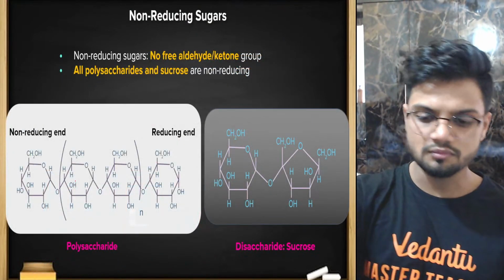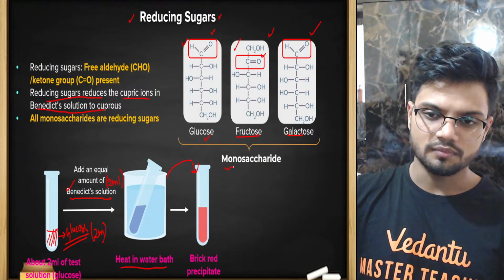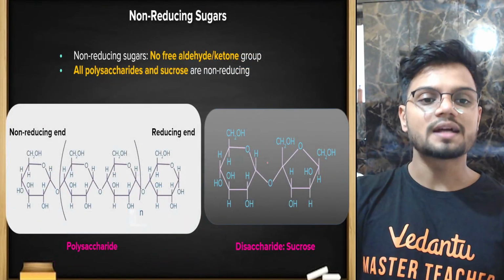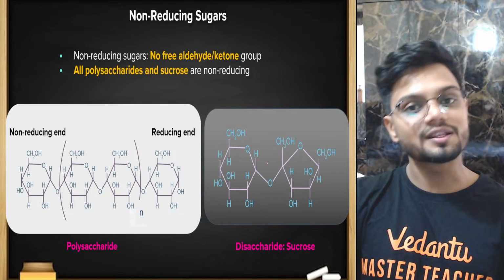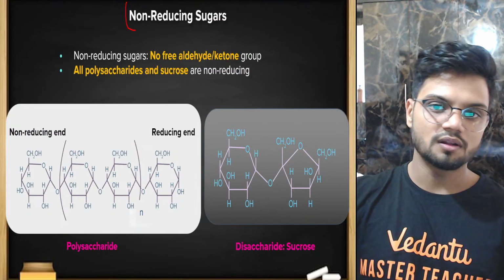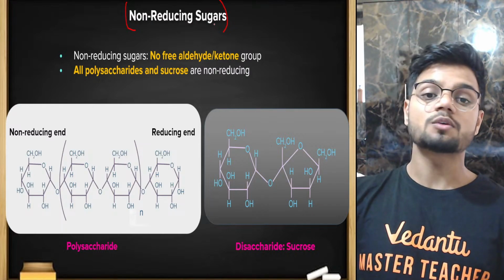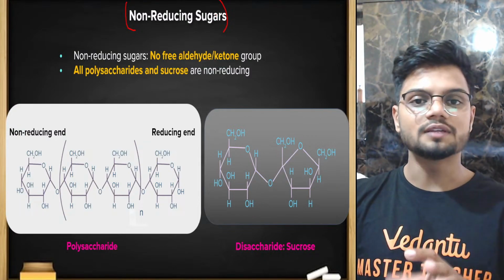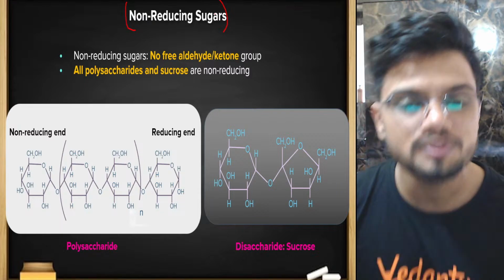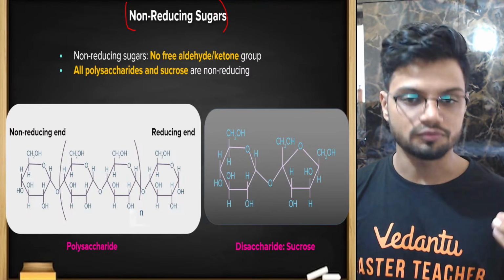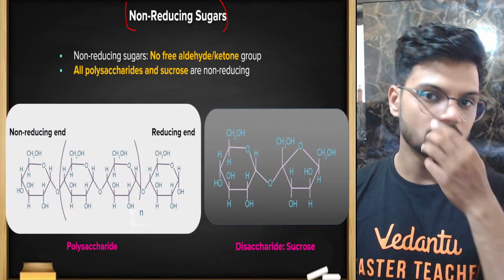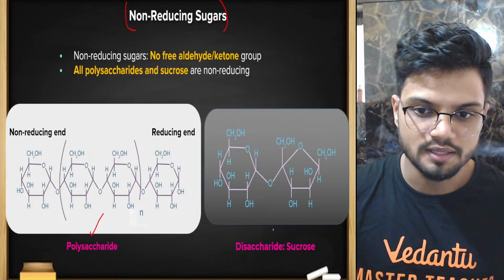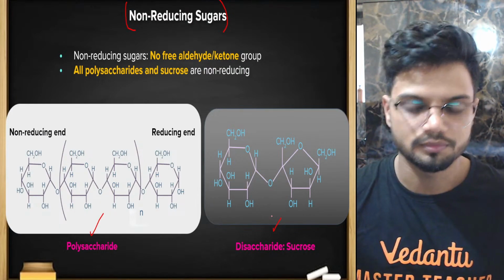Now, these all three are monosaccharides, right? Now, what about disaccharides, students? The disaccharides as well as your polysaccharides are non-reducing sugars. Now, you might ask me, sir, why are they non-reducing? Because, students, the answer is very simple. Non-reducing sugars do not have any free aldehyde or ketone group. A free aldehyde or a free ketone group is absent in the case of polysaccharides and disaccharides.